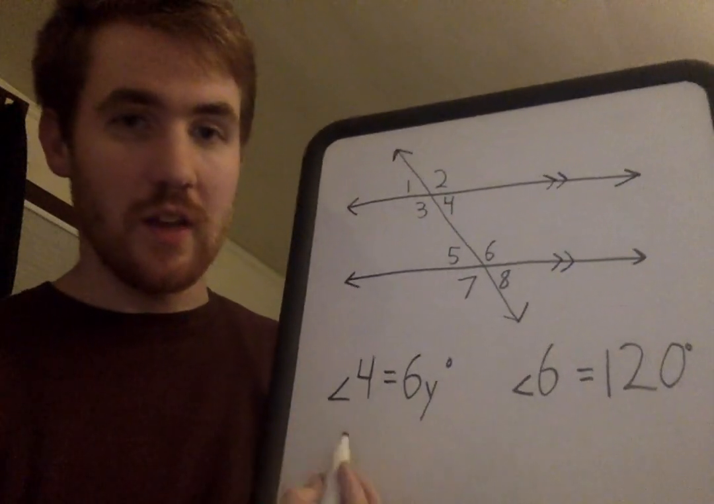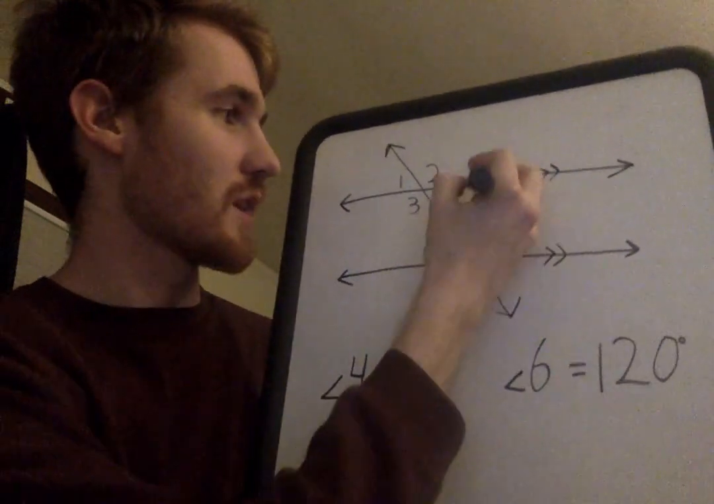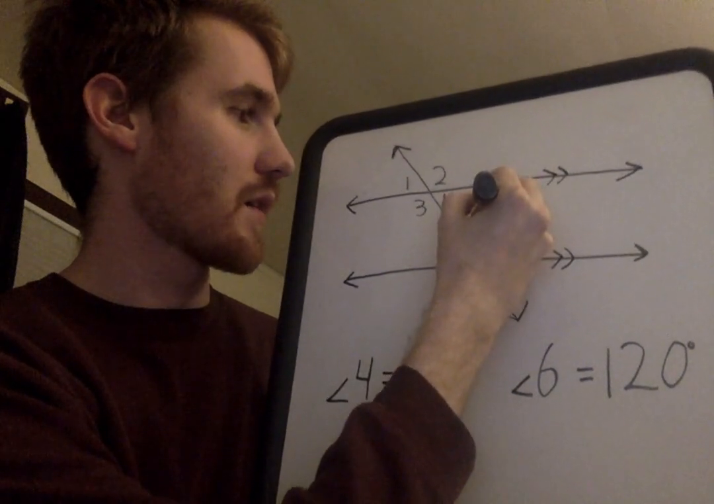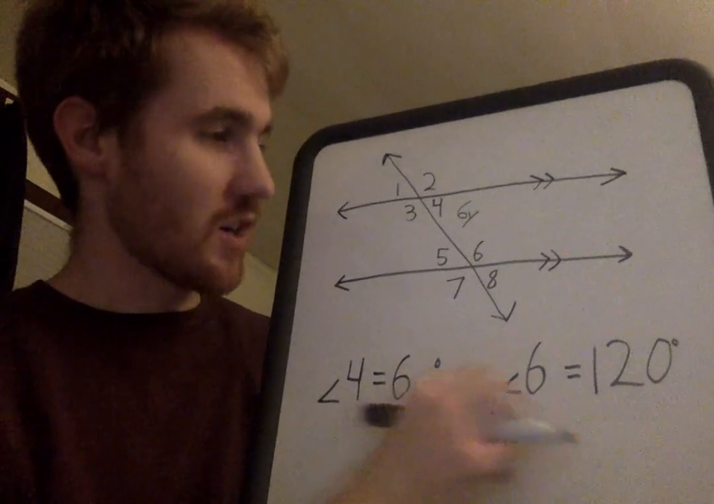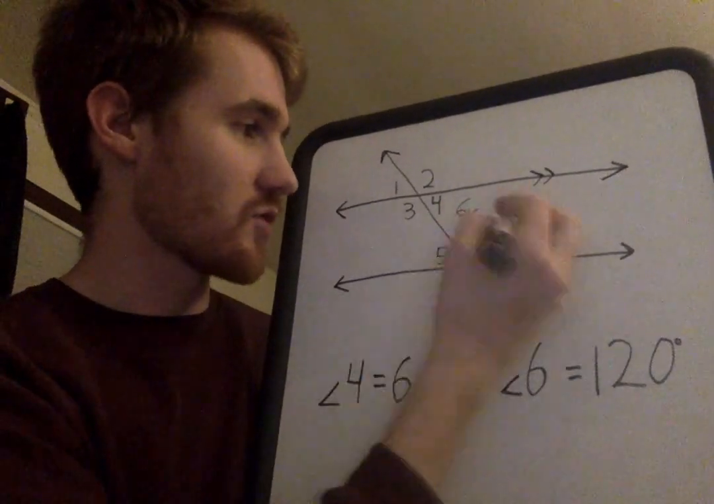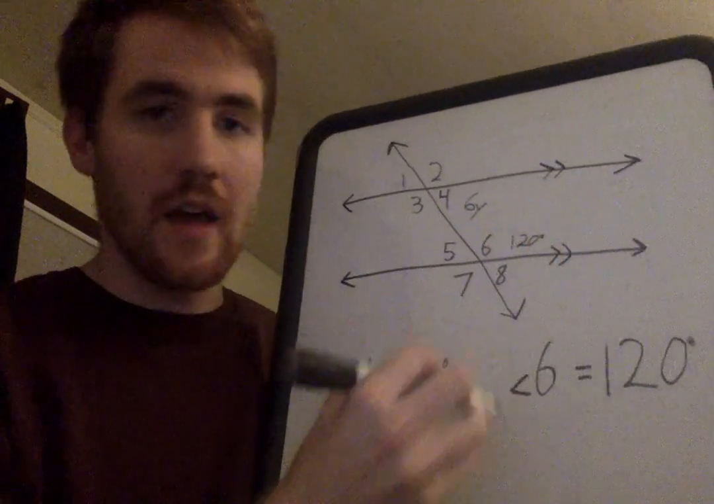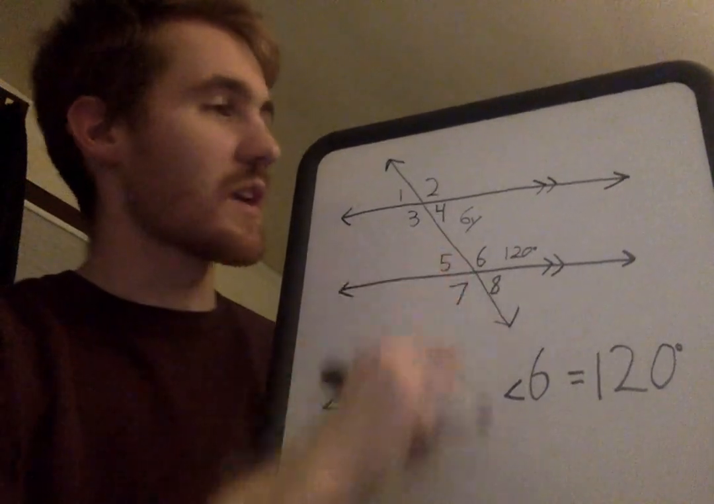Here we're told that angle 4 is 6y degrees. Angle 4 is up here, that is 6y. And we're also told that angle 6 is 120 degrees. Angle 6 is right here, 120 degrees. If I were you, I'd have a piece of paper out while working on this and label the information we know.